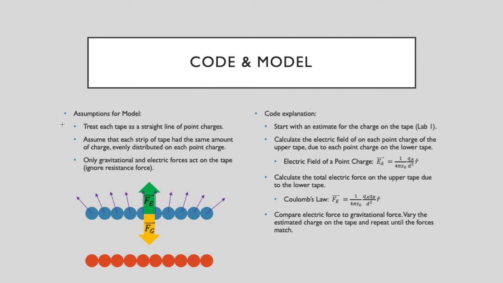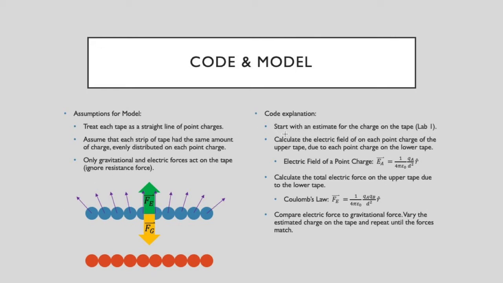For this model, we made several assumptions. First, we treated each tape as a straight line of point charges, as shown here. We also assumed that each strip of tape had the same amount of charge evenly distributed on each point charge. Finally, we assumed that only gravitational and electric forces were acting on the tape. We ignored, for example, the resistance force of the tape stuck to the supports.